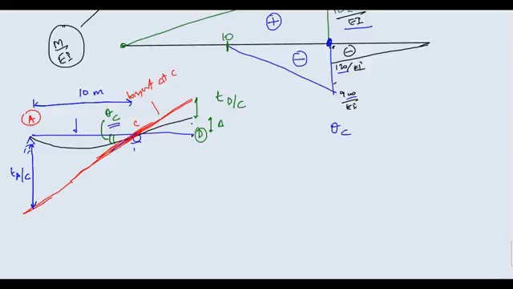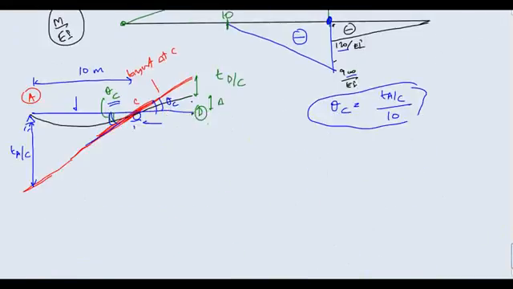Look at this triangle. Theta C is equal to T A by C divided by 10. Once you know theta C, these are opposite angles, so this is also theta C. And this is how much? I think it is 4 meters. So in this small triangle, what will you get? Theta C is equal to this entire length, suppose I am calling it X D, divided by 4. So your X D will be equal to 4 times theta C.